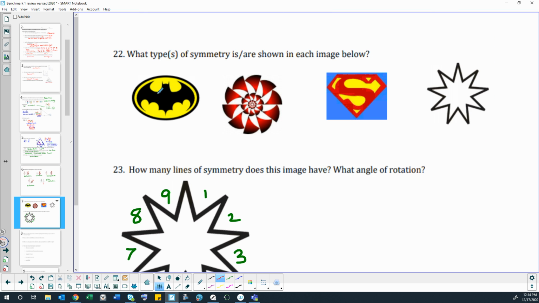All right, let's look at some of these pictures and see what kind of symmetry they have. So this one has reflection symmetry because we can fold it down the middle and it looks the same on both sides.